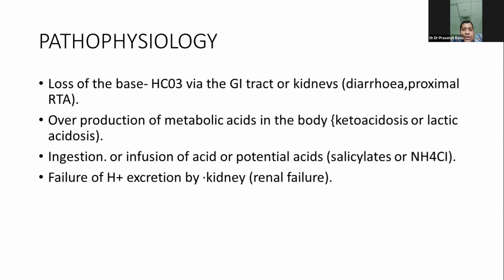Causes include loss of the base bicarbonate via the GI tract or kidney, such as diarrhea and proximal renal tubular acidosis; overproduction of metabolic acid in the body, such as ketoacidosis or lactic acidosis; ingestion or infusion of acid or potential acid, such as salicylate or ammonium chloride; and failure of H plus excretion by the kidney, as in renal failure.